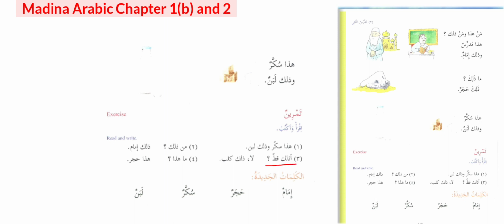Azalika qittun. Is that a qitt? Is that a cat? La. Zalika qalbun. That is a dog. Ma haza. What is that? Haza hajarun. That is a hajar. That is a stone. Al kalimatu al jadidatu. The recent words. Okay. Imamun, hajarun, sukkarun, labnun. They're just telling us what new recent words we learned.